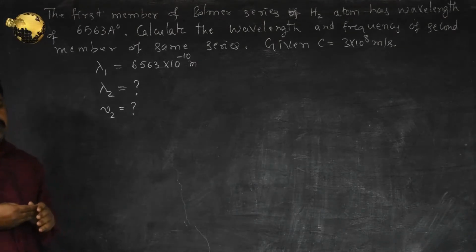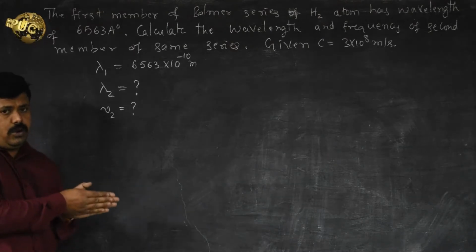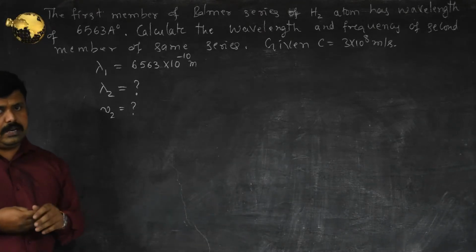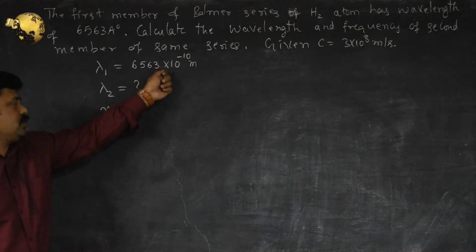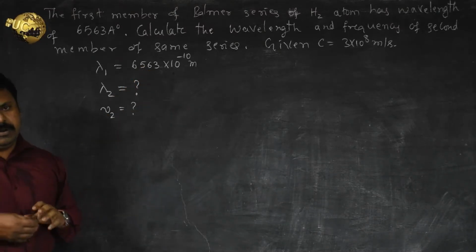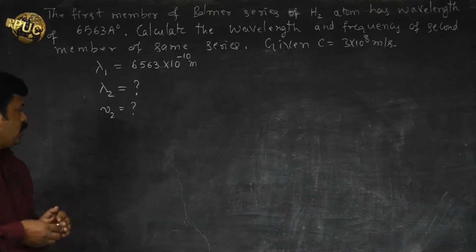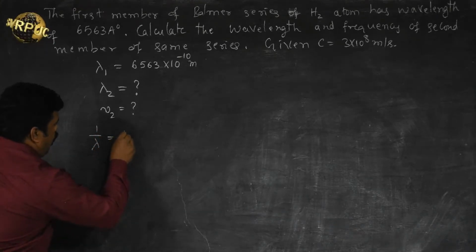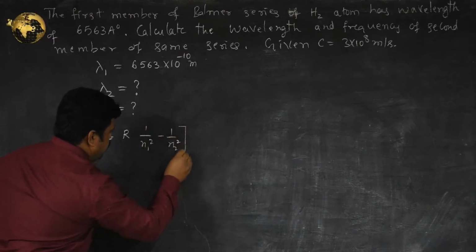Of course, we can calculate it directly. For the Balmer series, n1 is equal to 2, and for the second member n2 will be equal to 4. You can calculate it directly, but still we should make use of this given value. We make use of this given value in the equation and find out the Rydberg constant. Then we go for calculating lambda 2. The general equation we have is 1 by lambda is equal to R into 1 by n1 square minus 1 by n2 square.